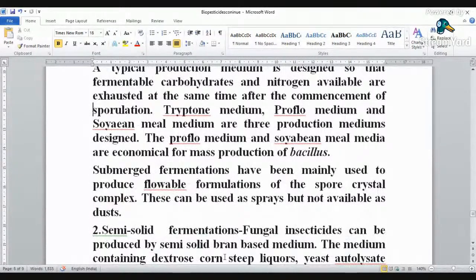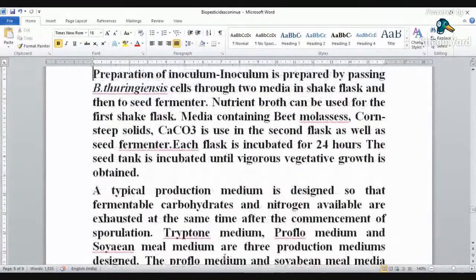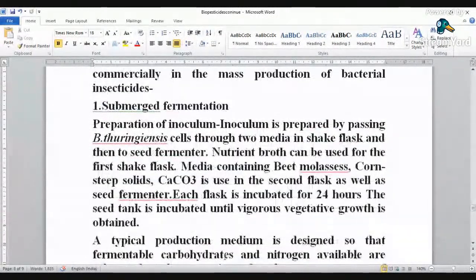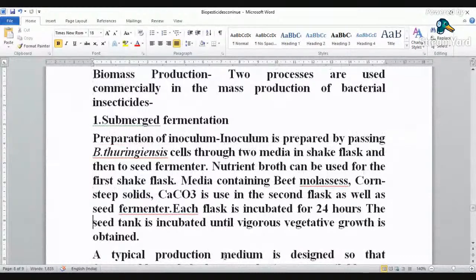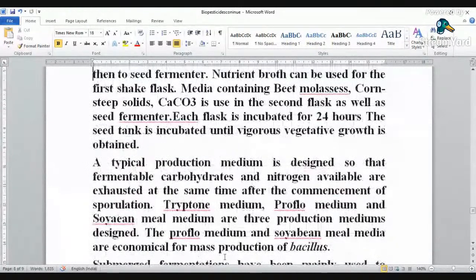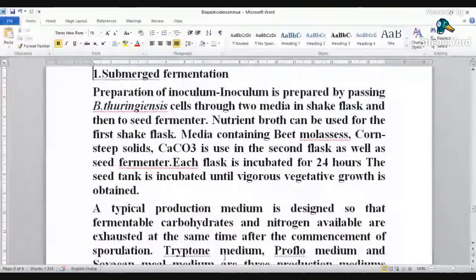So first is the submerged fermentation process for the production of bacterial insecticides. This is possible for the production of Bacillus thuringiensis and Pseudomonas fluorescens, because these are bacterial insecticides. So it is possible to produce the pesticide from these two organisms by submerged and semi-solid fermentation.